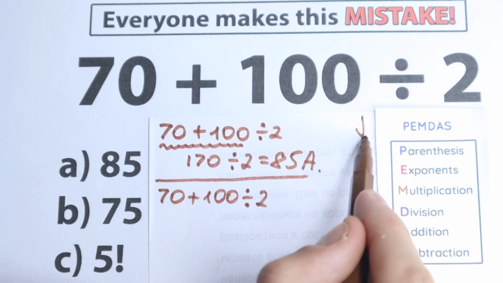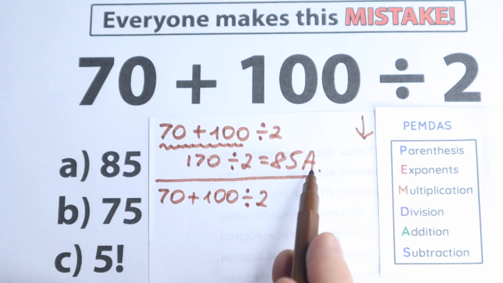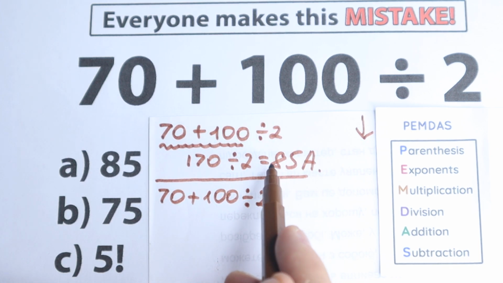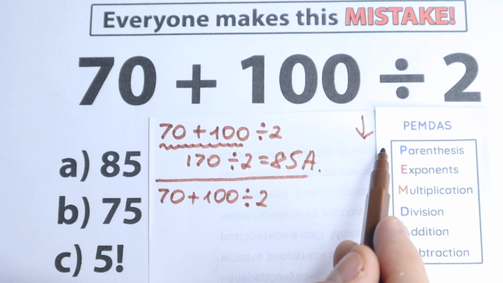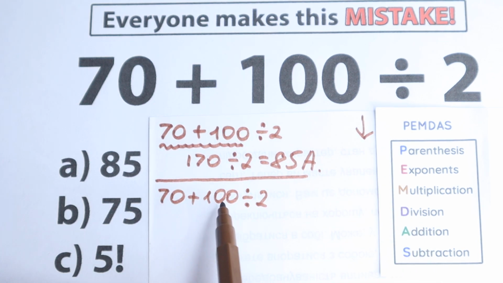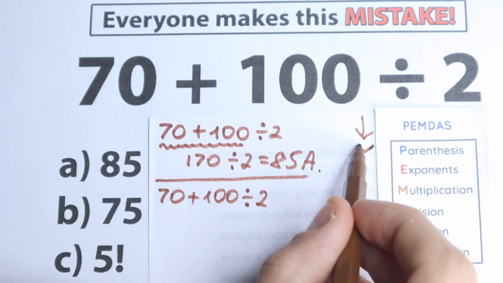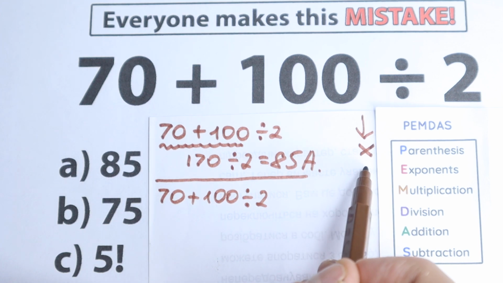This PEMDAS works from the top to the bottom, and let's go through the steps real quick. Maybe 85 is a correct answer. I don't want to tell this, but maybe we check with this 85. Okay, 70 plus 100 divided by 2. First step is parentheses. Let's scan right here. No, I don't see any parentheses, so we just skip this part. It's really great, because with parentheses this question would be more complicated for us.